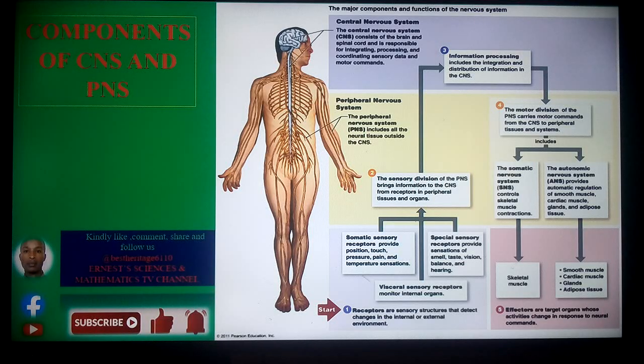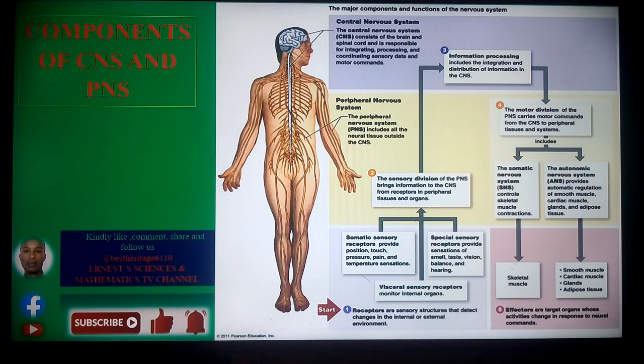So today we are going to look at the major components and functions of the nervous system. Now, we had mentioned in some of our earlier videos that the human body is made up of different types of systems, and these, in collaboration with one another, form a complex and elaborate way of trying to sustain the overall concept of our life.